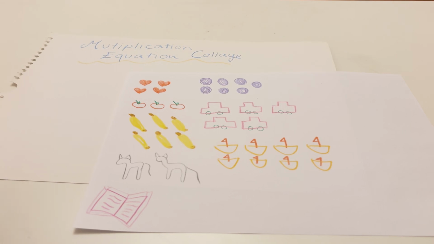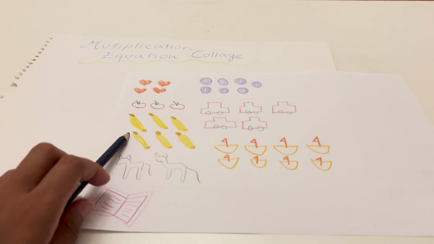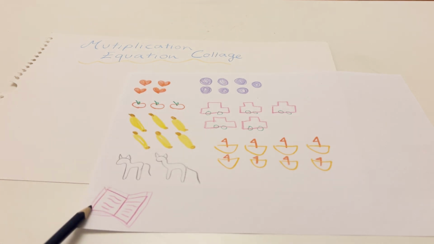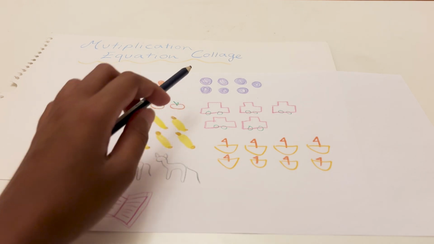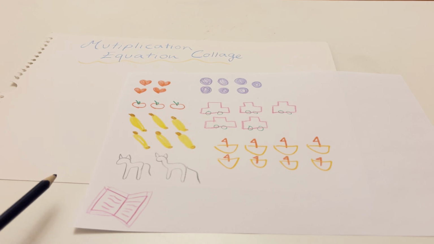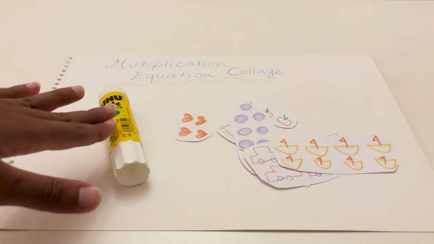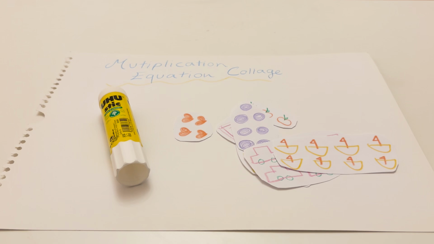Let's get started! For my collage, these are the groups that I've chosen. I did 4 hearts, 3 apples, 6 bananas, 2 horses, 1 book, 7 circles, 5 cars, and 8 boats. Draw them out and you can color them in and make them as artistic as you want. Next, I'm going to use my scissors to cut out my groups. Perfect! Now that I have all of my groups cut out, it's time for me to glue them onto my poster board. And you can put them in any arrangement you want. Remember, this is a fun collage.